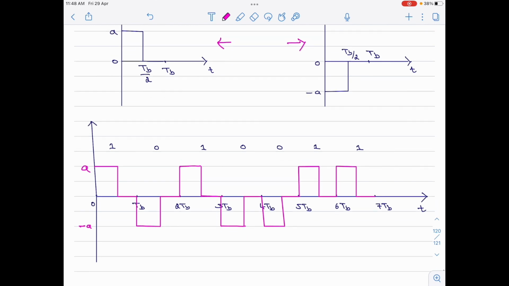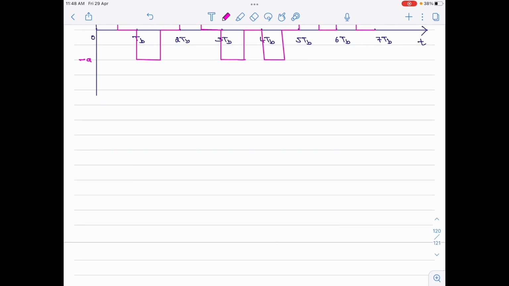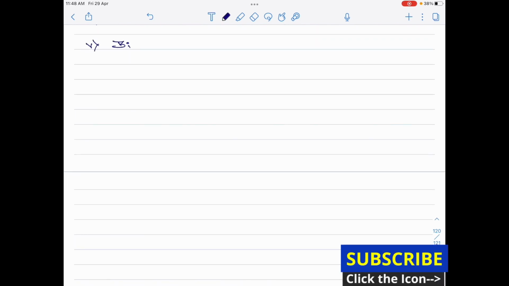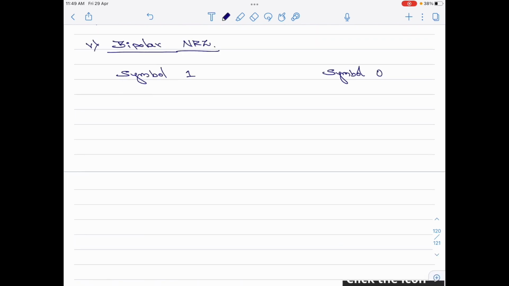Let me now move on to the fifth scheme, which is Bipolar NRZ. You should note symbol 1 is represented in two different formats in Bipolar NRZ depending upon where it appears. For example, when symbol 1 appears for the first time, it is represented by a positive pulse of amplitude A and duration 1 TB, and when it appears the next time, it is represented by a pulse of amplitude minus A and duration 1 TB.